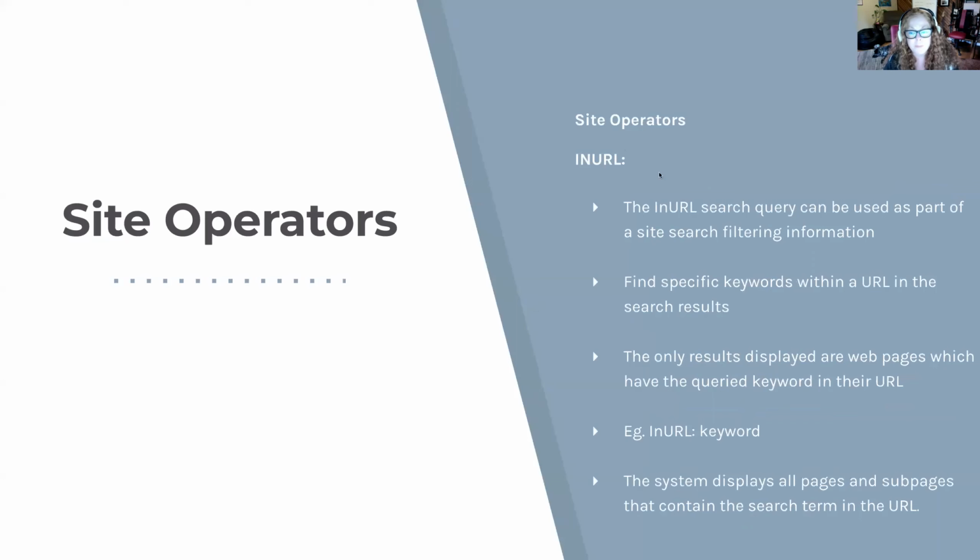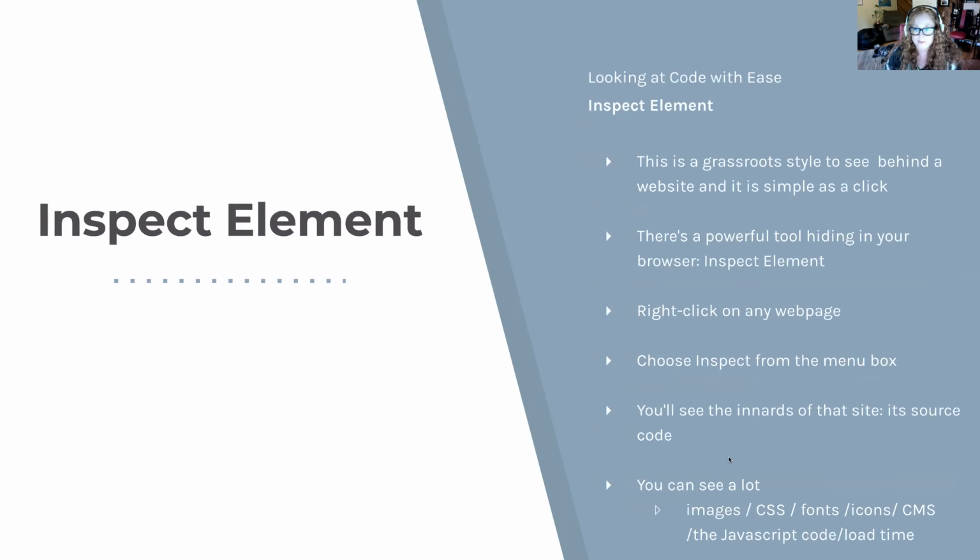And then inurl. So we're looking for keywords within our URL. So you type in inurl: and you get your keyword, and you'll find all the sites using that keyword in the URL. Now we know that if the keyword is in the URL, they're probably trying to rank for that keyword, right? Okay, so then we're going to look at a little bit of code using the dev tools.